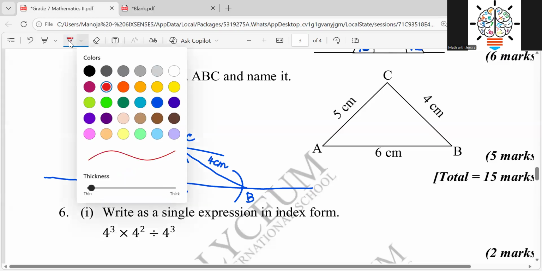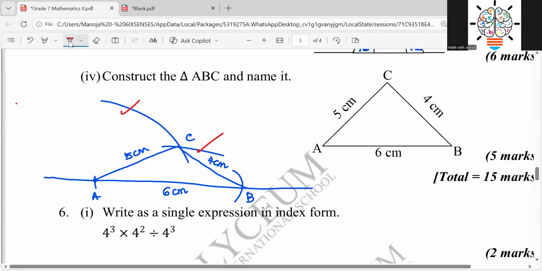Definitely the marks will be allocated for this arc and this arc, and then for the naming, the corners, and then writing the values. So then the marks will be allocated. So these are the steps you want to do. Okay. Then we will move to question number 6.